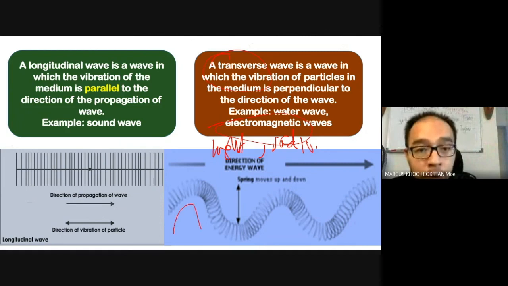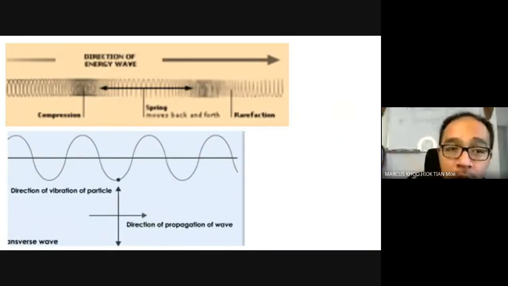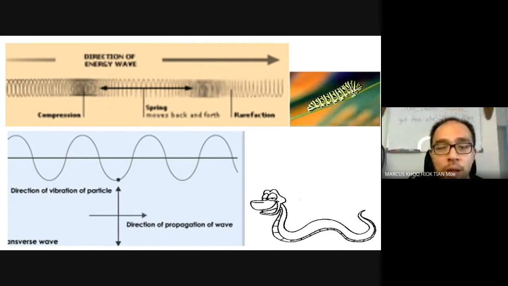Okay, the shape of the wave looks like this. This one, the shape of the wave looks like this. The shape of the wave doesn't look like that, but it looks like the one that we saw in the slinky just now. Okay, so longitudinal, transverse. Longitudinal is like the ulat bulu, goes back and forth. If you've ever seen a millipede or centipede or a caterpillar, they kind of move in a sound wave, longitudinal kind of way. But a snake is more like a transverse wave.